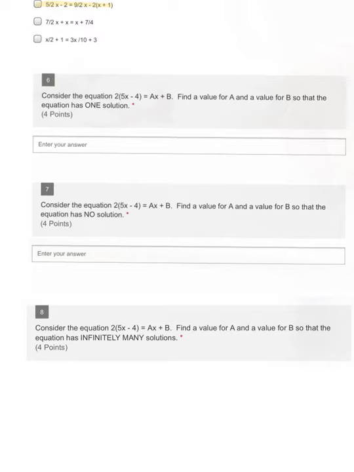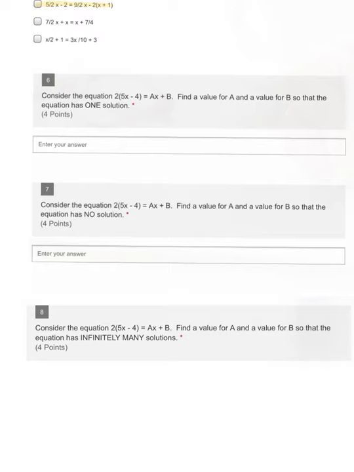Okay, these last 3 are very similar, and they go back to our original discussion of what one solution, no solution, and infinite solutions look like. So first, let's see what we're dealing with. We have the equation 2 times the quantity 5x minus 4 is equal to ax plus b. All of these are the same, right? The beginning of them are the same. Did you notice? All right, so now this is where they differ.